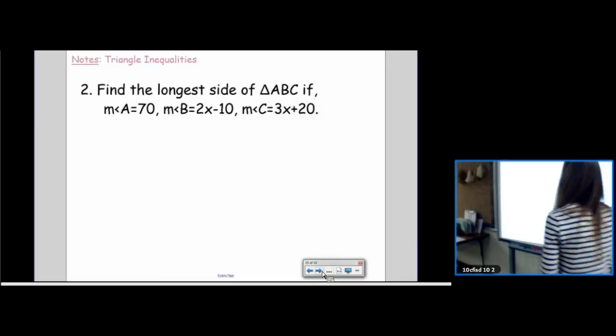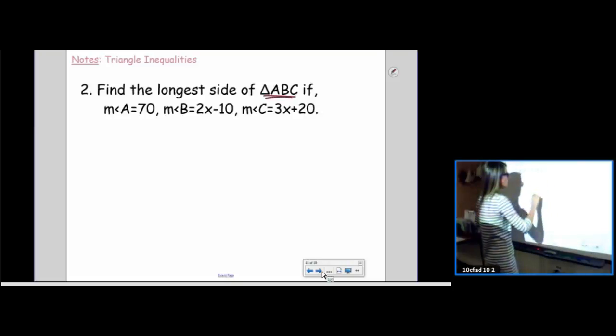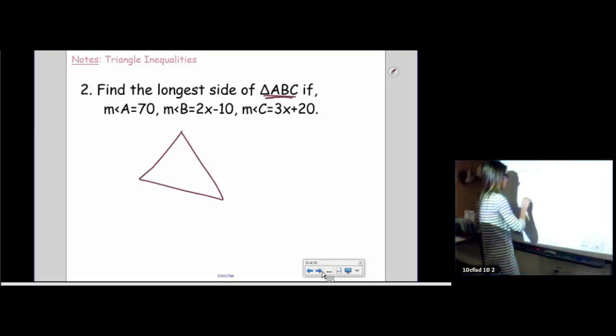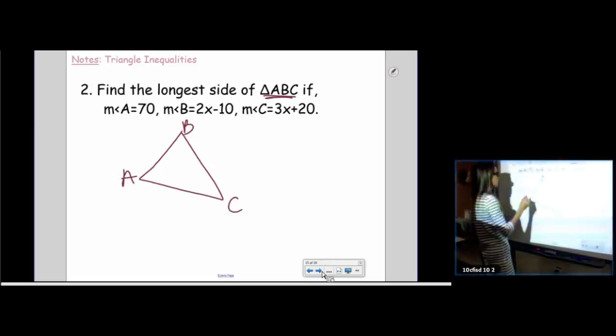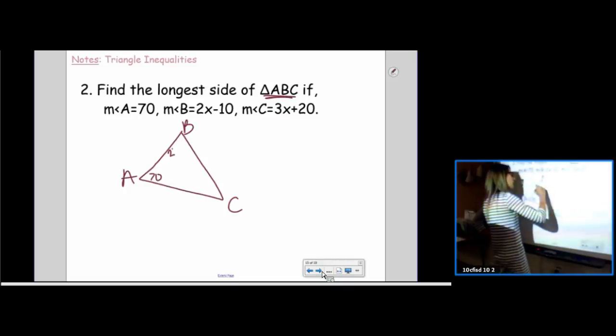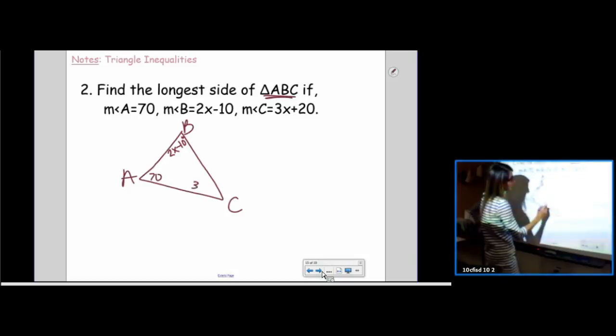Find the longest side of triangle ABC if, okay, well first I noticed there's no picture drawn. We do not function without pictures, without diagrams, so we draw our own ones not given to us. The measure of angle A is 70. The measure of angle B is 2x minus 10 degrees. And the measure of angle C is 3x plus 20.